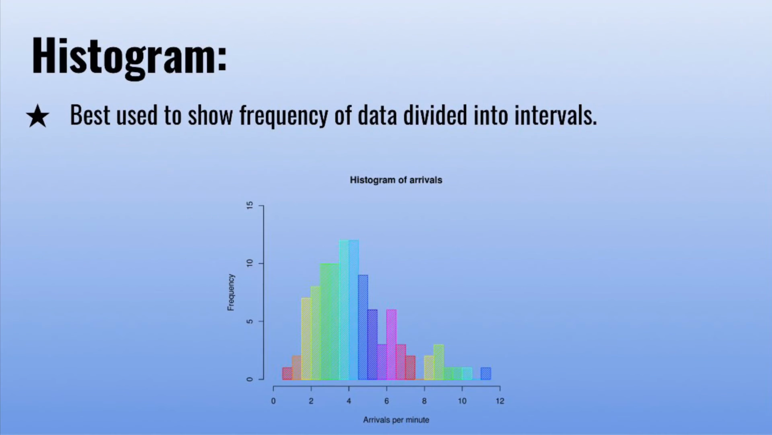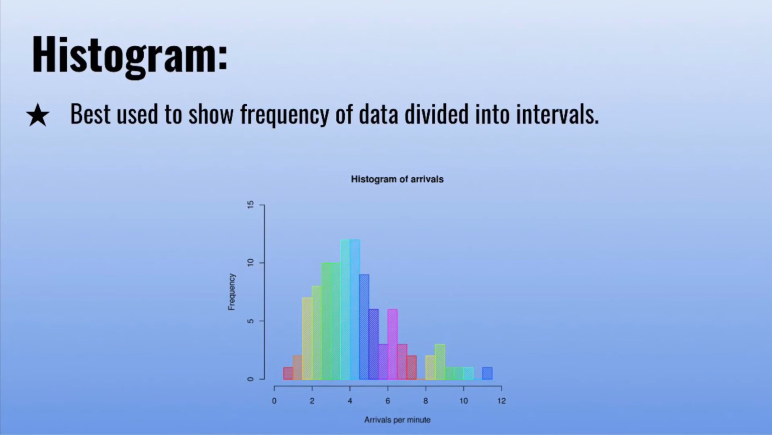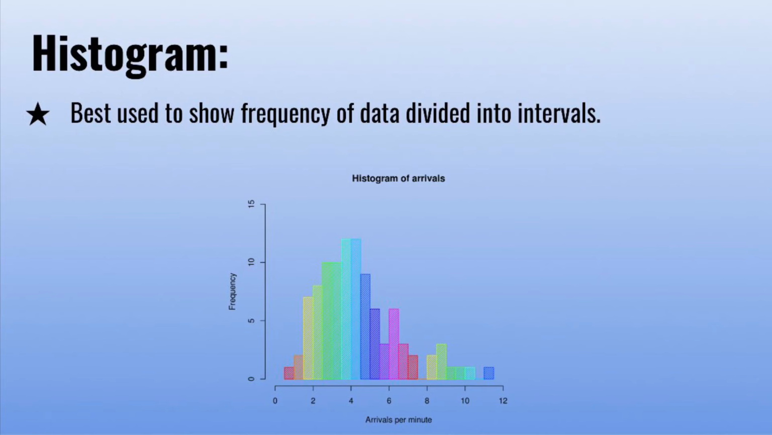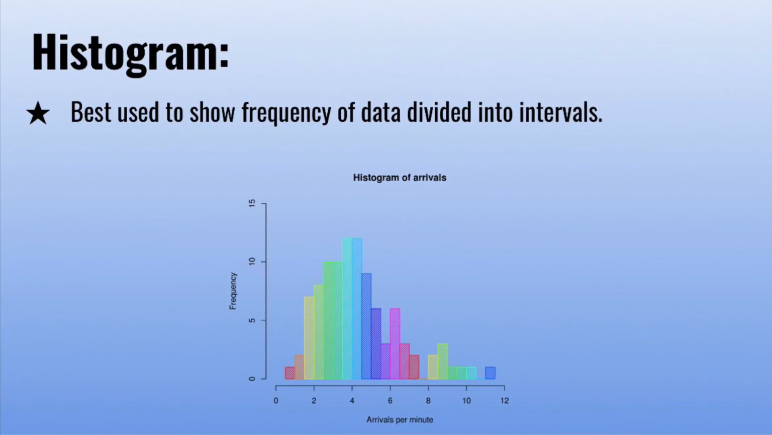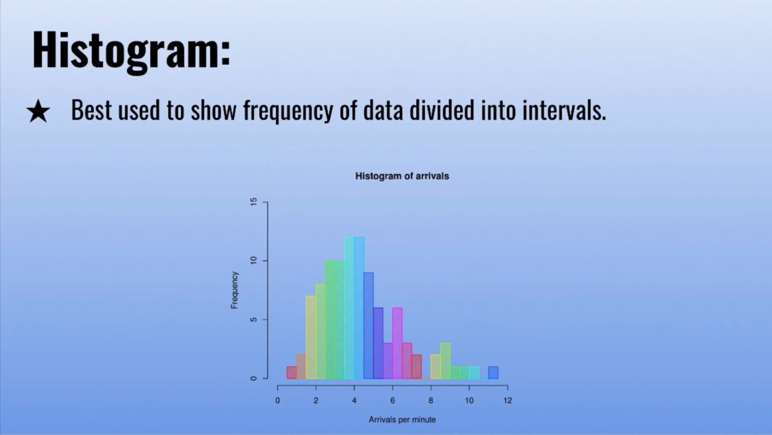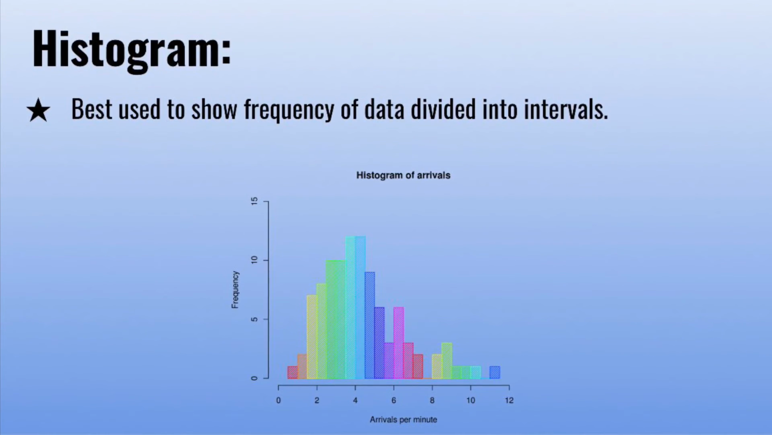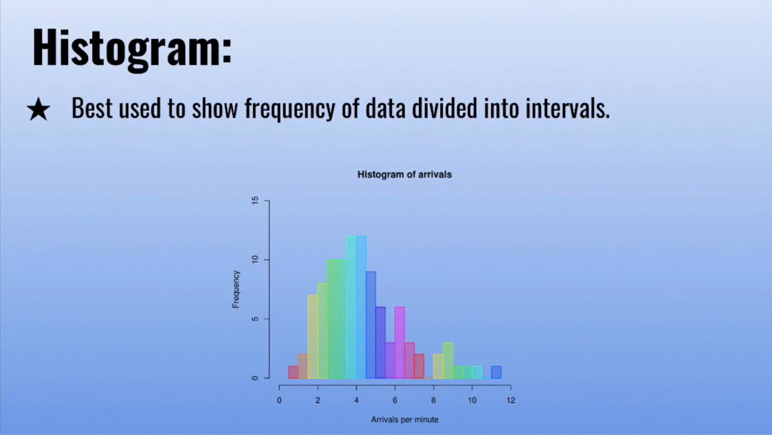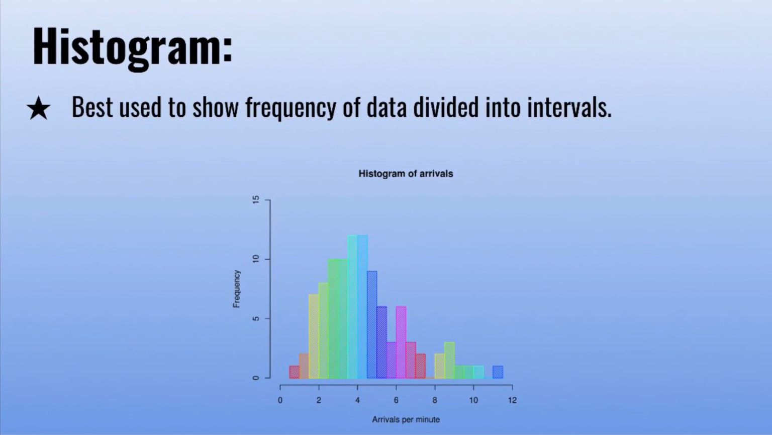The next graph is the histogram. Histograms are best used to show frequency of data divided into intervals. In this example, notice that you have the arrivals per minute and the frequency, but also notice that you have a range or interval of arrival times.